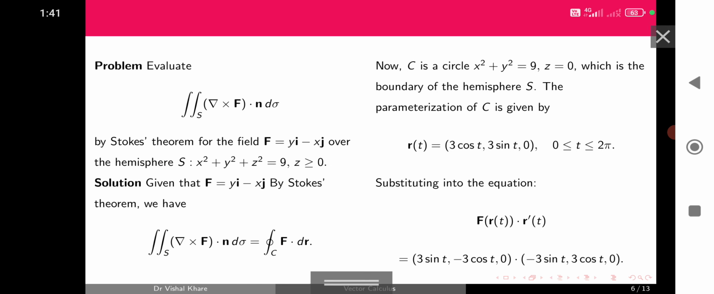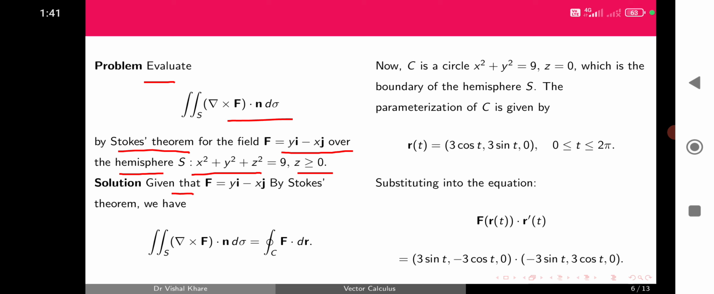Example: evaluate the double integral of del cross F dot n dsigma by Stokes theorem for the field F = y i - x j over the hemisphere x^2 + y^2 + z^2 = 9, z greater than or equal to 0. Solution: given F = y i - x j, by Stokes theorem the double integral of del cross F dot n dsigma is equal to the integral of F dot dr along the closed curve C. Now C is the circle x^2 + y^2 = 9, z = 0, which is the boundary of the hemisphere S.